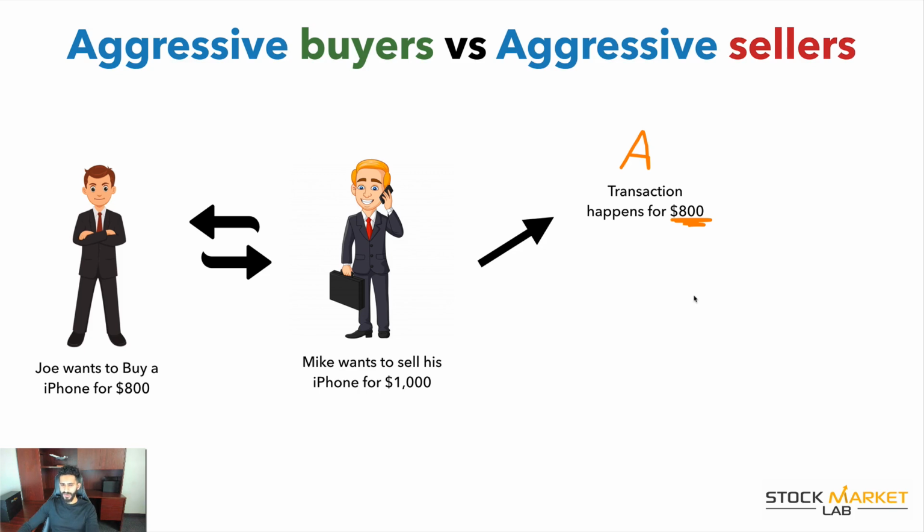Think about that for a second. Now, as you're thinking about that, the proper answer is seller. Mike is more aggressive. Why is Mike, the seller, more aggressive? Let's go back and recap.